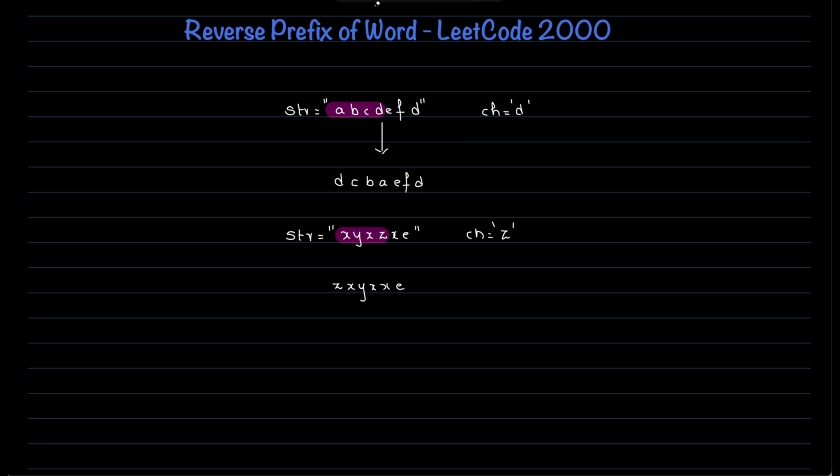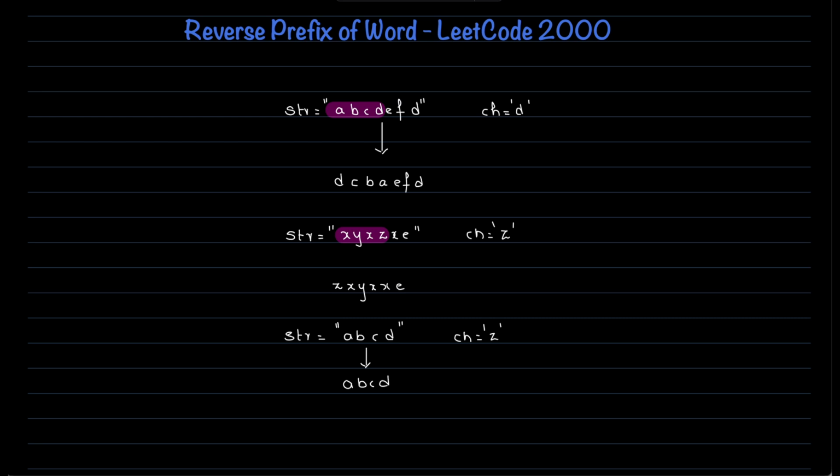Now let me take one more string. Over here, I want to reverse the prefix, but this Z is not present inside this string. So if the character is not present inside the string, then we need to return it as it is, which is A, B, C, D. So this is the question. I believe you got it.